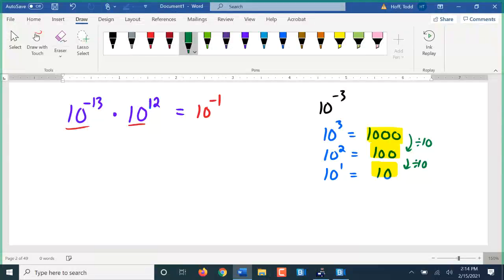So I keep going with that, and I reduce that power by 1 again. 10 to the 0, well, 10 divided by 10 is 1. Anything to the power of 0 is 1.